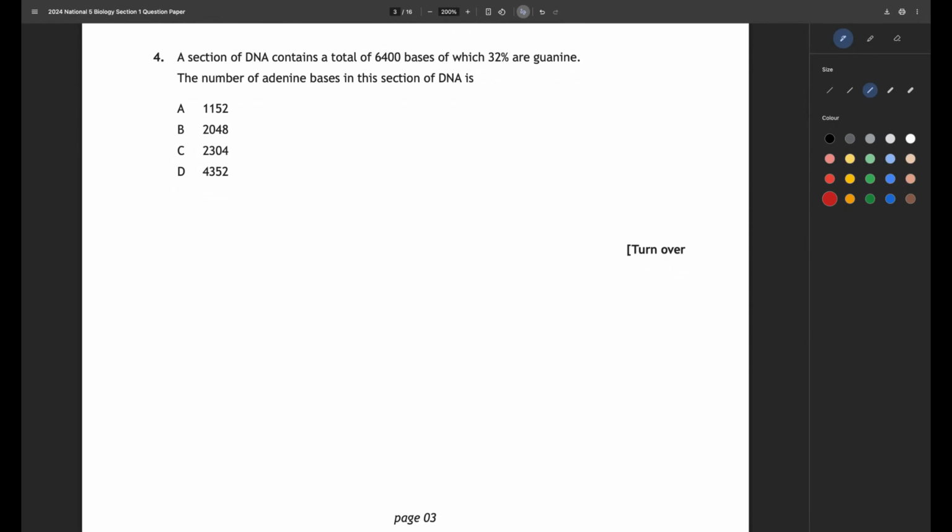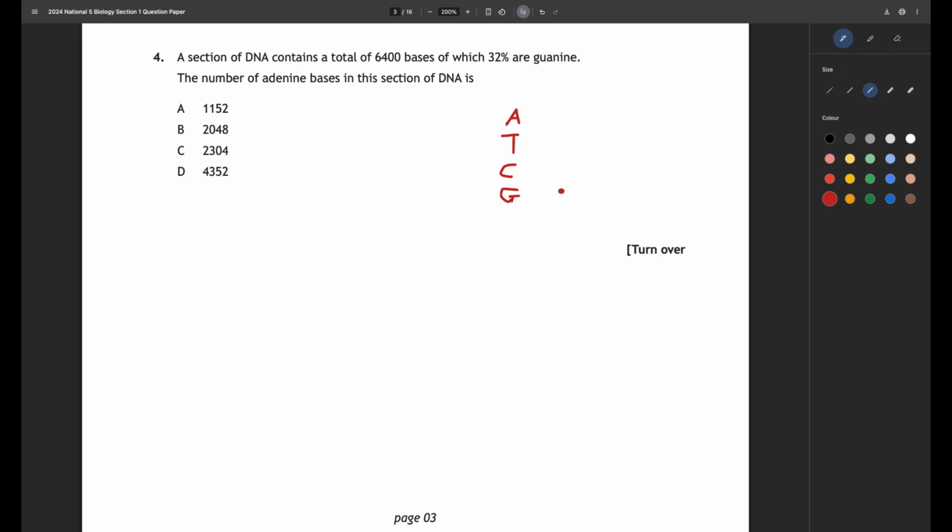Number 4, a section of DNA contains a total of 6,400 bases, of which 32% are guanine. The number of adenine bases in this section is, so what I always do for this question is I write down my 4 letters, A, T, C, and G, and I write down the numbers.